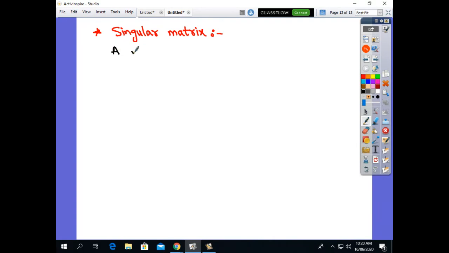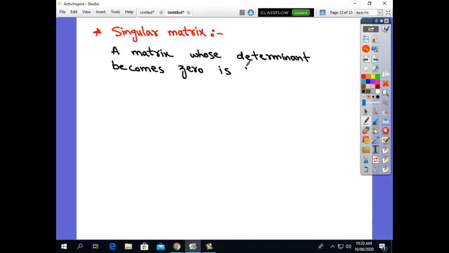A matrix whose determinant becomes 0 is called a singular matrix. Any matrix whose determinant becomes 0 is called a singular matrix.